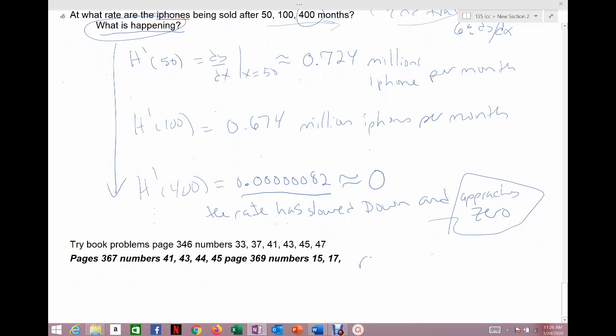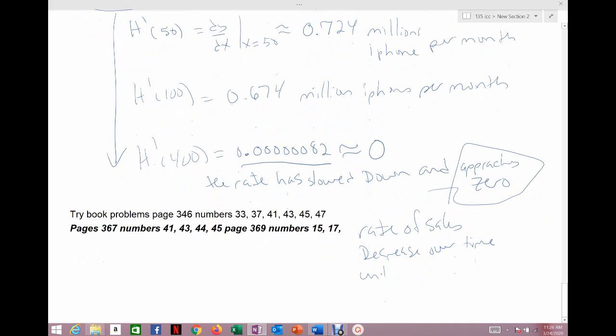So what's happening is the rate of sales decreases over time until it's eventually 0. No new phones are being sold. The rate of change is 0. Everyone who's purchased one has already done so, so no new people are going to buy it. And that's when they'd introduce a new phone. They come out with the new phone.